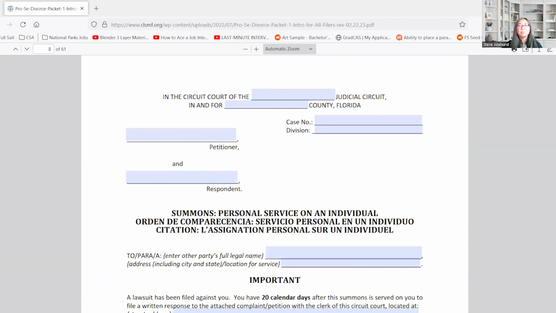Okay, so this is the form. And as I mentioned earlier, you're going to write the circuit that you're in, what county you're filing in, and what case number you have. Again, you're going to leave it blank because you don't know.